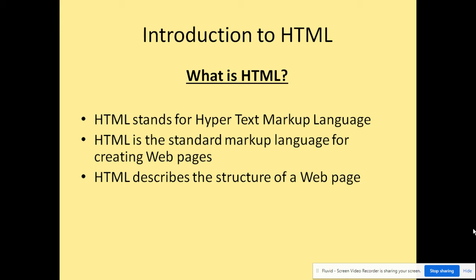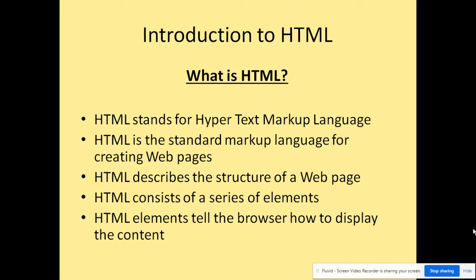HTML describes the structure of a web page. It consists of a series of elements, the different types of elements, tags like the a tag, p tag, b tag, u tag. Every single tag has its own working scenario. Definitely, we will discuss it later.